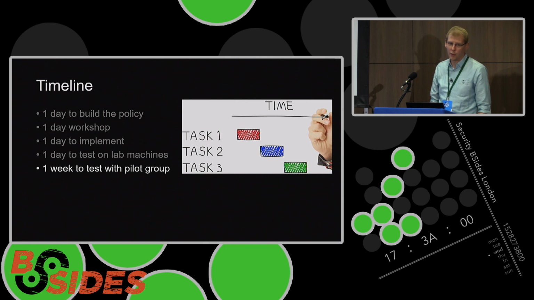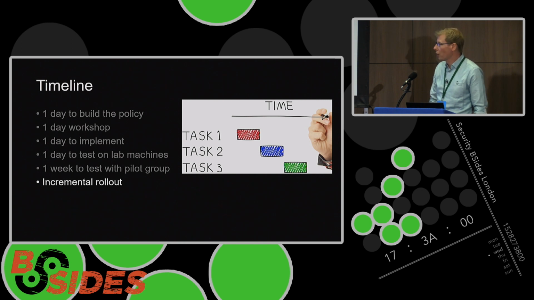So you typically want power users, something like that, people that are going to find and spot problems for you. And then you can do an incremental rollout, typically following your standard patching processes. So it might be by floor, by office, by business area.